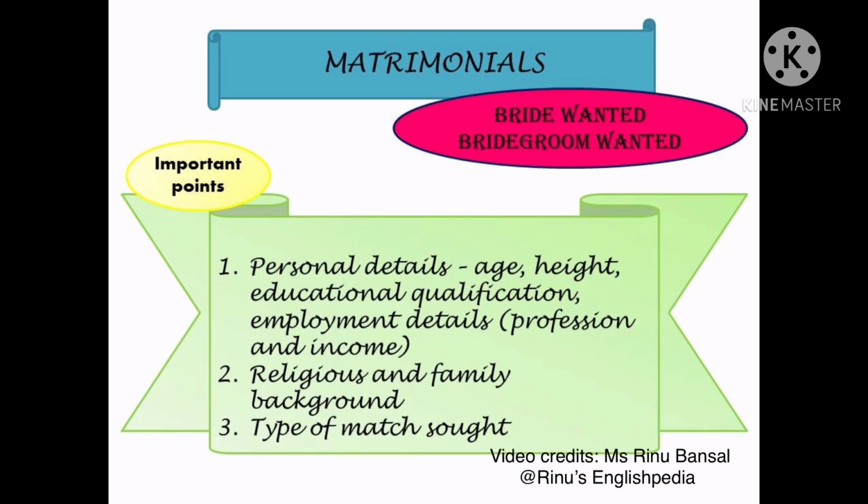With this, we come to the third type of ads we are going to study, that is matrimonial ads. These generally have the title Bride Wanted or Bridegroom Wanted. Some important details that you should keep in mind are details like age, height, educational qualifications, employment details which include both profession and income. While writing matrimonial ads, you should also talk about the religious and family backgrounds of both the bride and the bridegroom.